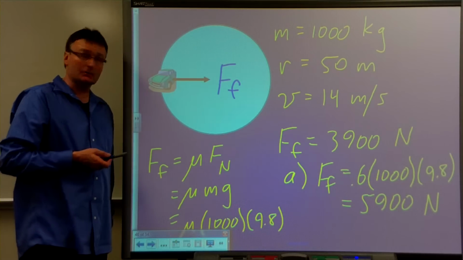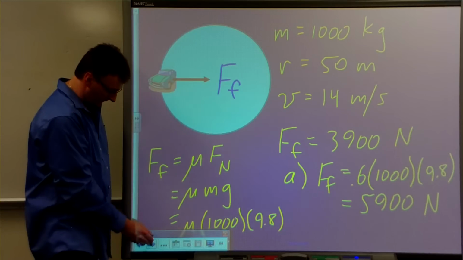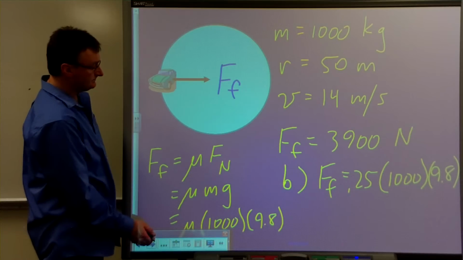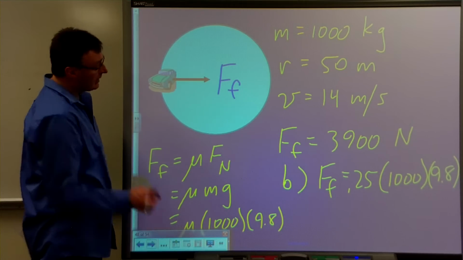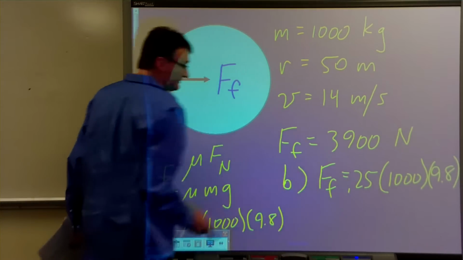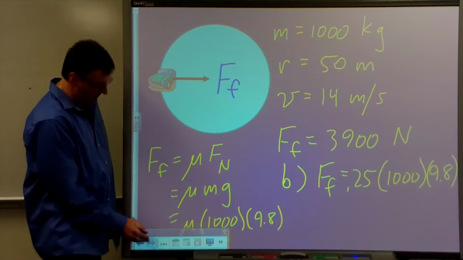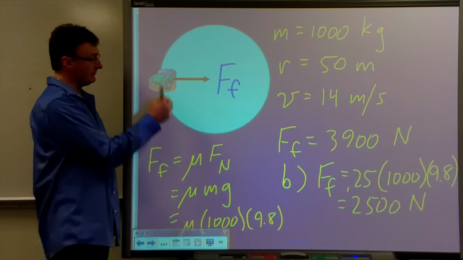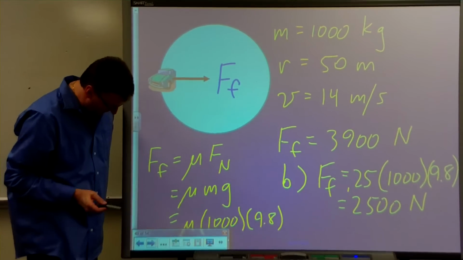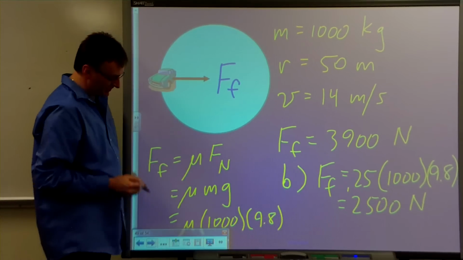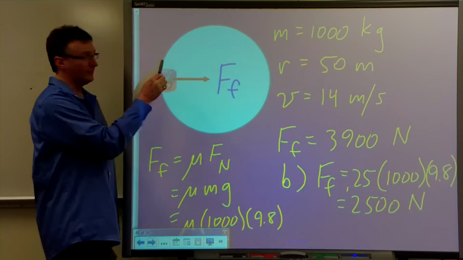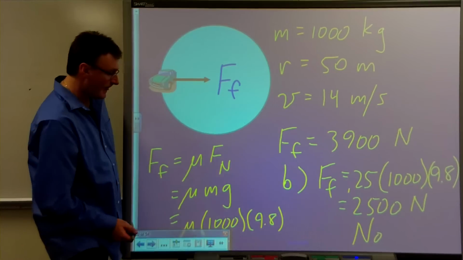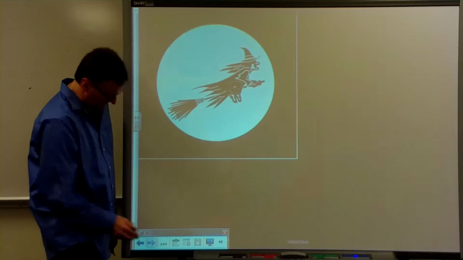So let's see if we're still good on icy pavement, where the coefficient of friction is less. So with icy pavement now, our coefficient of friction is 0.25. So we put that in there, we do our calculation, we get 2,500 newtons, which is not enough to keep it moving in a circle. So therefore, on icy pavement, with a coefficient of friction of 0.25, the vehicle will skid off the road at a tangent to the circle. So therefore, your answer would be no.